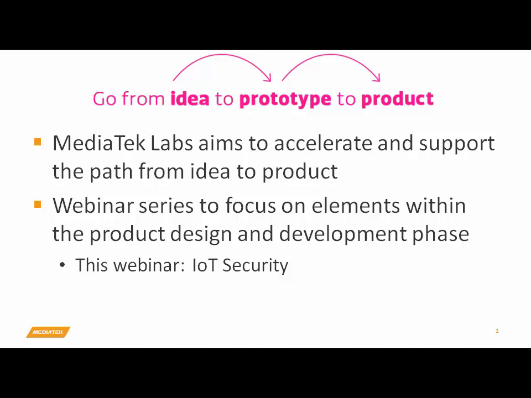For those of you who've been with us before, this is the third in our webinar series, and we're really looking at all the different aspects that can help people from going through their idea through to prototyping and onto a mass-produced product. The labs team is really aimed to accelerate and support the path from idea to product, and this webinar series will really focus on deep diving into different aspects of the design and development phase. As I said, this week's webinar is focused on IoT security.